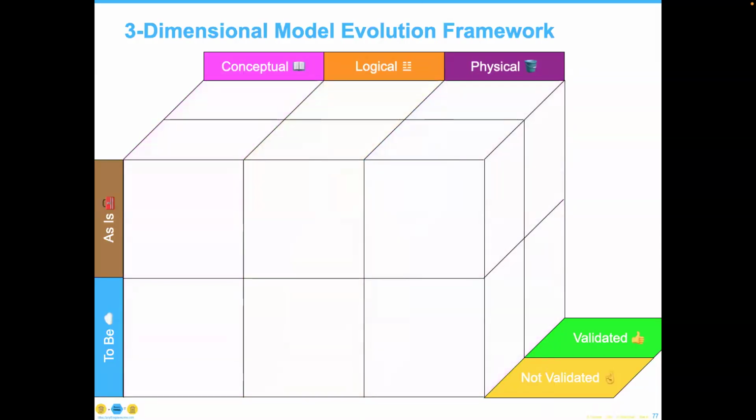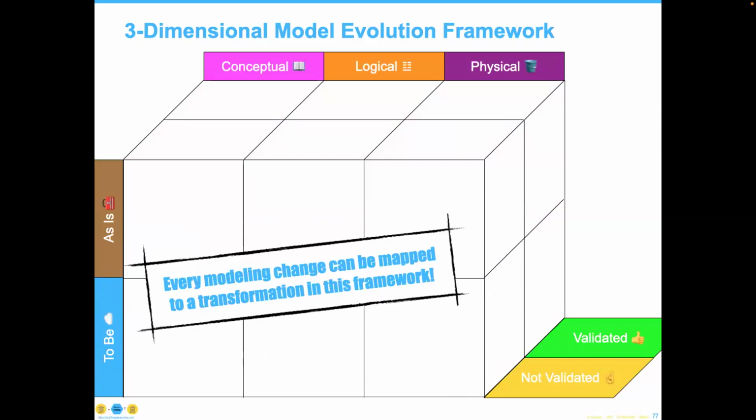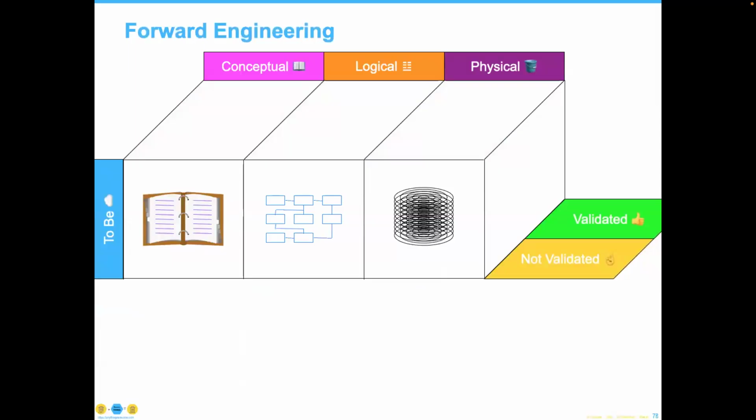And most importantly, on all of this, every modeling change can be mapped to a transformation in this framework, which is really nice because it means the AI itself is rather constrained about what it can do, what it wants to do, and what it understands. The opportunity for it to make mistakes is lessened, not eliminated, but lessened.